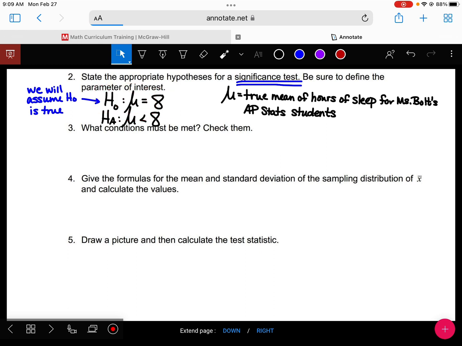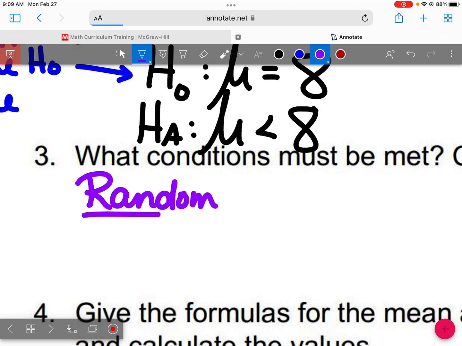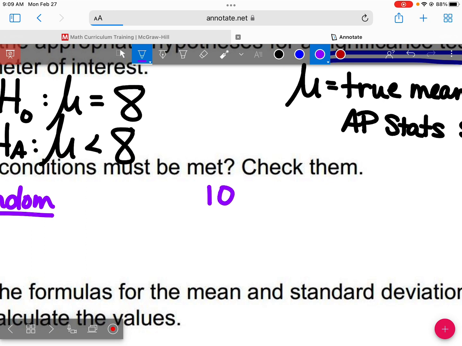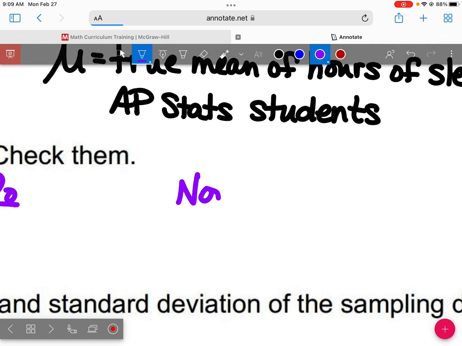What conditions would need to be met? 10%, randomness, and I'm sorry, what? Normality. Okay, so we have random, we have 10%, we have normal or large counts.